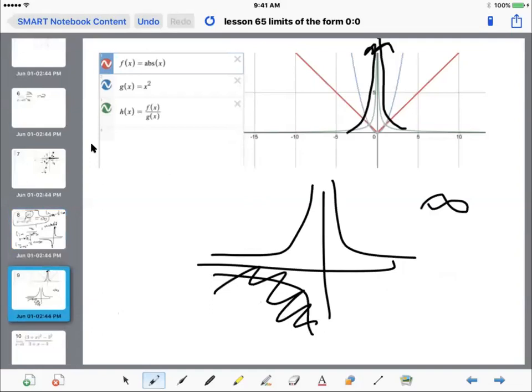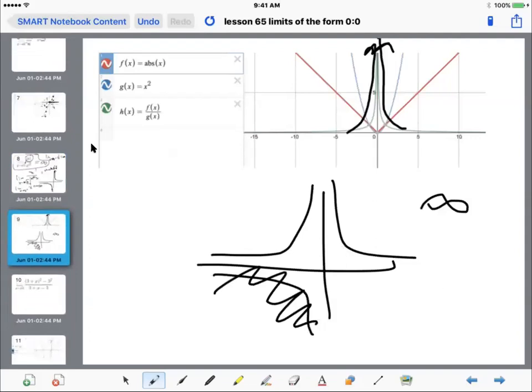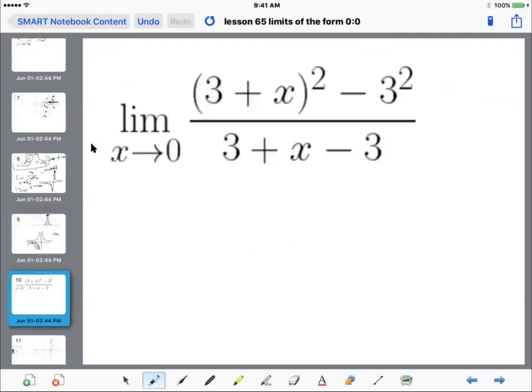Sometimes we don't have the graph, but I'm going to now show you some really important questions. They may not look that important. They might just look like crazy questions, like who would ever imagine a graph like this? But you're going to see tomorrow that this type of equation is going to appear a lot. Now, this is an equation where if you put 0 in, then the numerator would become 3 plus 0 squared, which is 9, minus 3 squared, which is 0, and the denominator would also become 0. So this is one of those 0 over 0 situations.